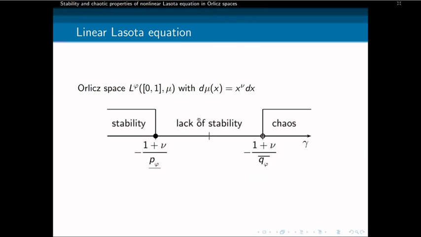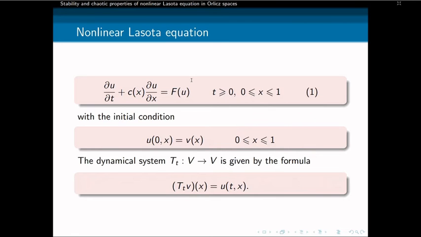A similar situation we have if we consider the Orlicz space with some measure mu equal to x^n, then we also have two critical values, but with some translation. We go back to nonlinear equation 1. I remind that we have a nonlinear equation with initial conditions, and a solution of this equation generates the dynamical system T.